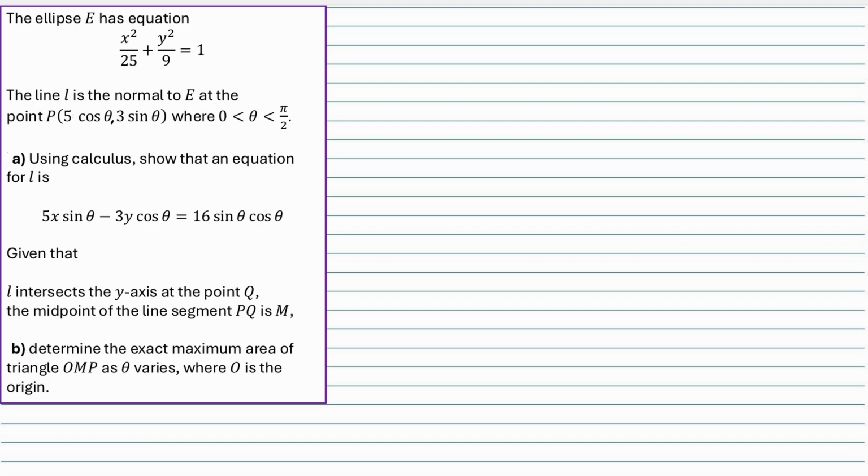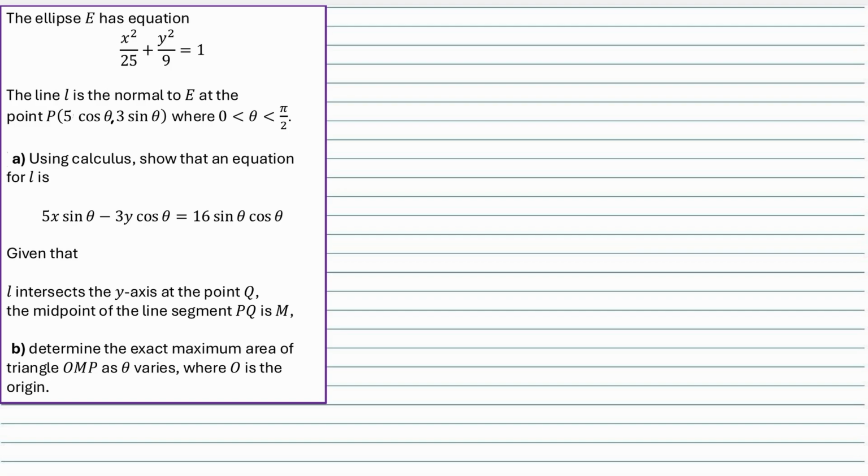And then in part B, we need to use this equation. So I encourage you to give this question a go yourself. If you want to try and derive this equation for a normal, you can pause the video and come back when you're ready. Okay, so welcome back if you had a go.